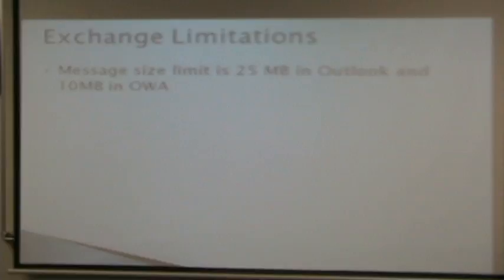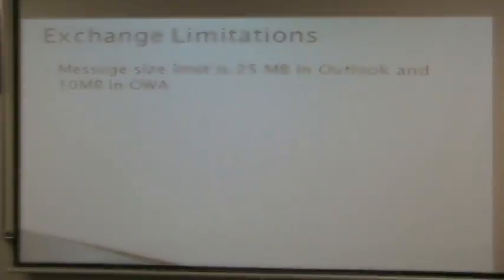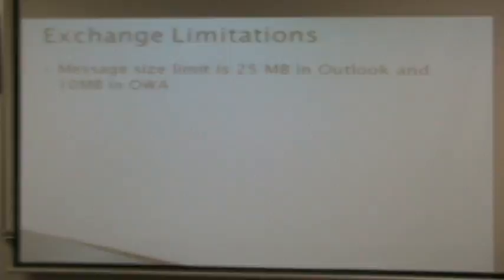Why would you not be able to send from OWA? It's probably because of server restrictions. They don't have as powerful servers running OWA because they don't have as many requests, so throwing a 25 meg attachment at it could cough it up. Some of these limitations are actually kind of nice. We don't control them. It is what it is.